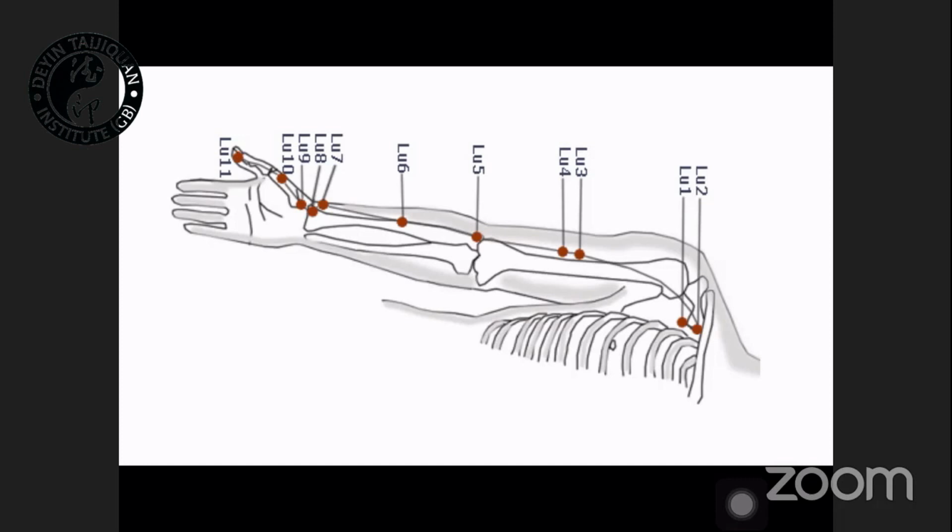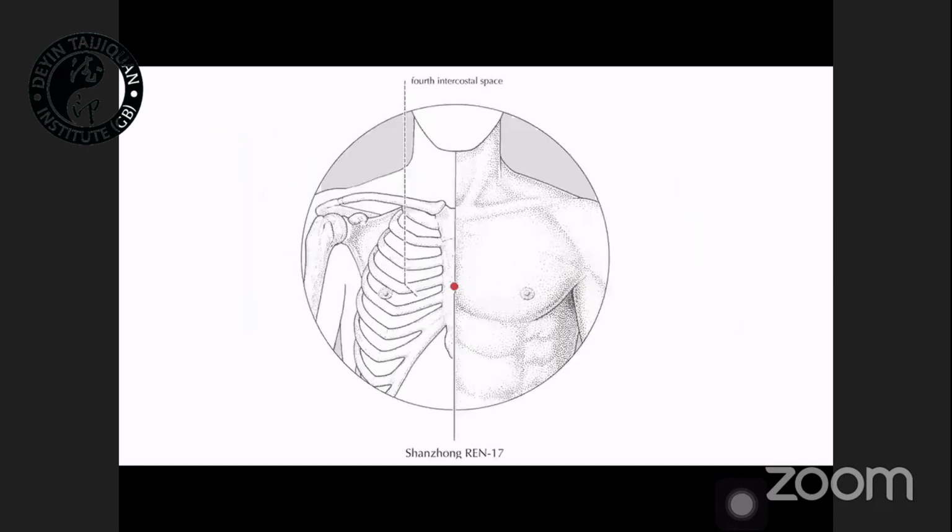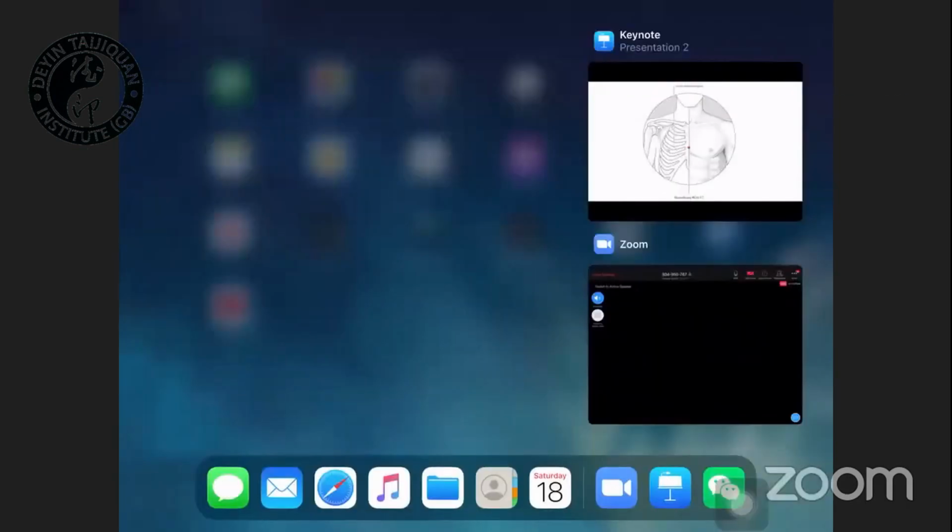And the next one I'm going to touch on is what we call RAN 17, in the middle of your chest, in the middle of the fourth intercostal space. For the gentleman, it's just right in between your nipples. Okay, now I'm going to switch back to my screen. Okay, good. Right, lung 1 and lung 2.